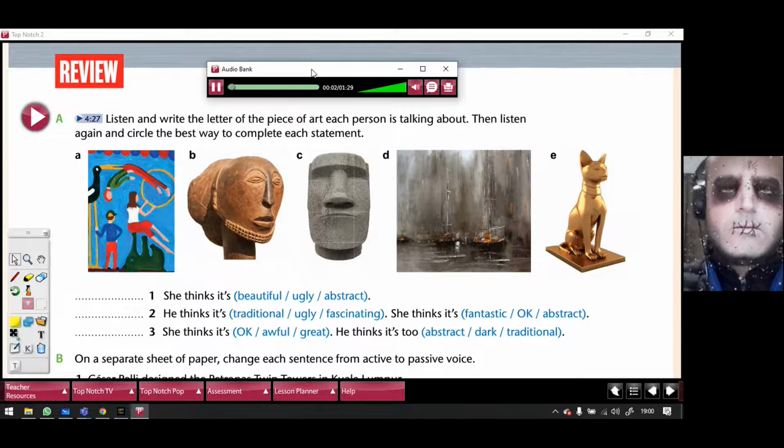Listen and write the letter of the piece of art each person is talking about. Conversation 1. So, what do you think of this one? It's gorgeous. I really love it. So you like gold figures? I sure do. What do you think? It's not bad. Conversation 2. Wow, that's an interesting piece. You like stone sculpture? Yeah, I do. It's a very handsome piece. It's not too bad. Conversation 3. I really love this one. Don't you find it a little dark? That's the artist's style. I find his work very interesting. Well, dark is not my style. I'd prefer a little more color.